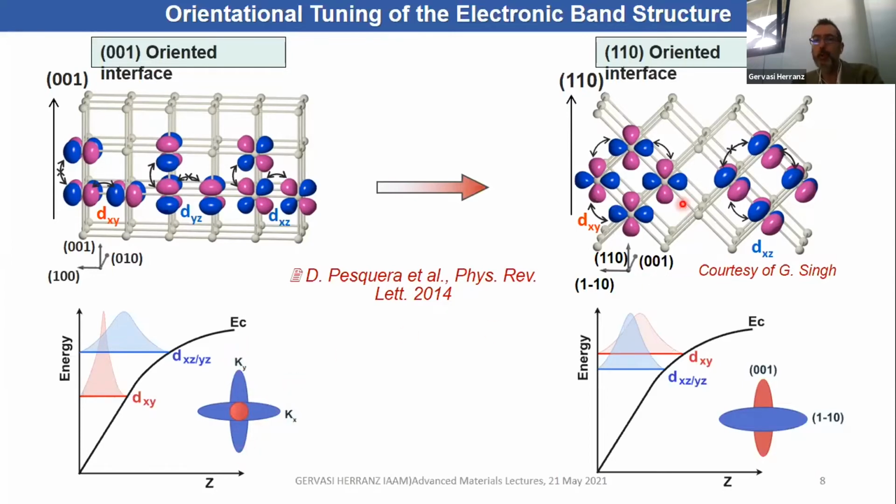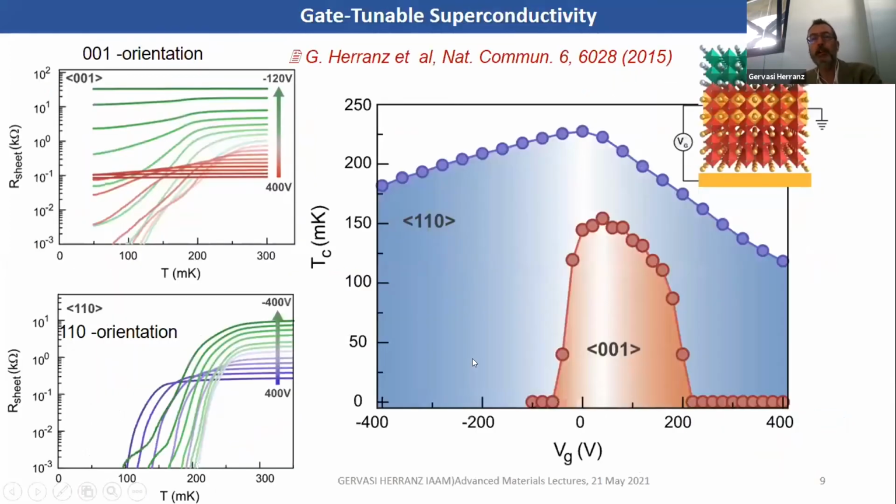But when you go to a 110 oriented interface, the interesting thing is that now the hierarchy is reversed, and now the lowest energy levels are of a different symmetry. In this case, it's dxz and dyz, and the shape of the Fermi contours is a little bit different. So this has implications in the physical properties. Let us start with the superconductivity.